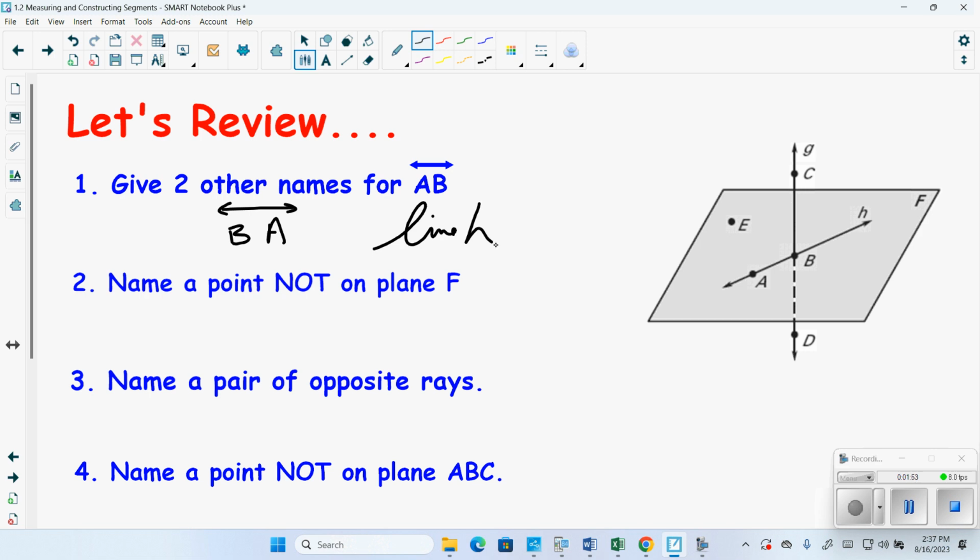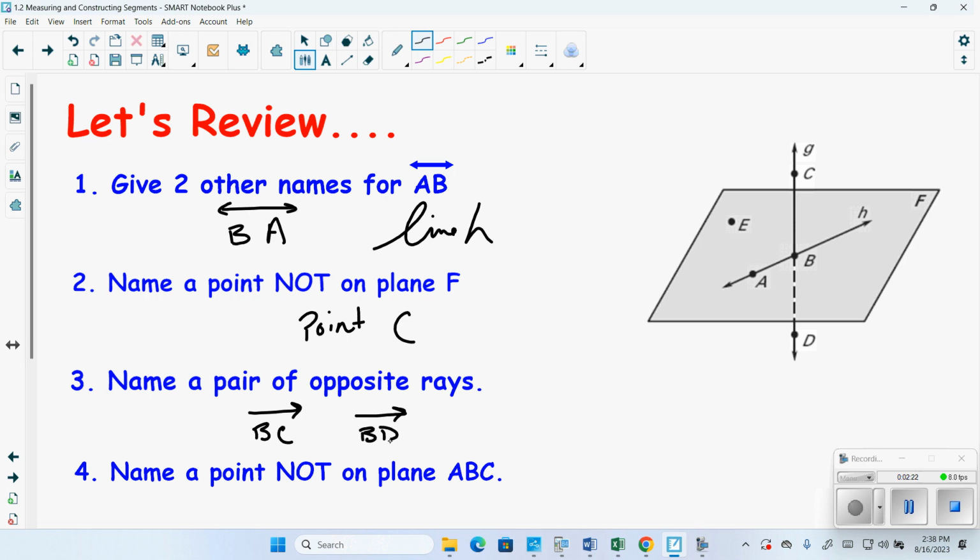Name a point not on plane F. Plane F is the piece of paper. We talked about this in section 1.1. I want a point that is not on plane F, and so that would be point C. Point C is off the plane. Name a pair of opposite rays. The best way to do this one is the up and down one. So we have ray BC going up, and then we have ray BD going down.